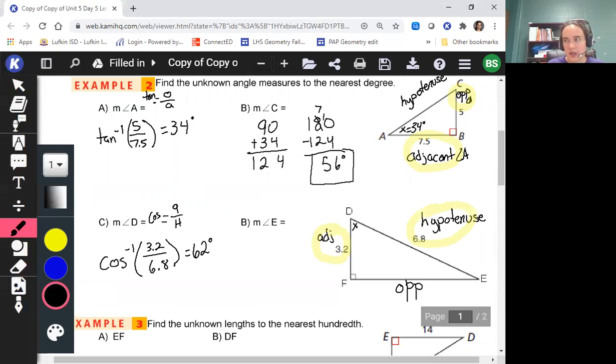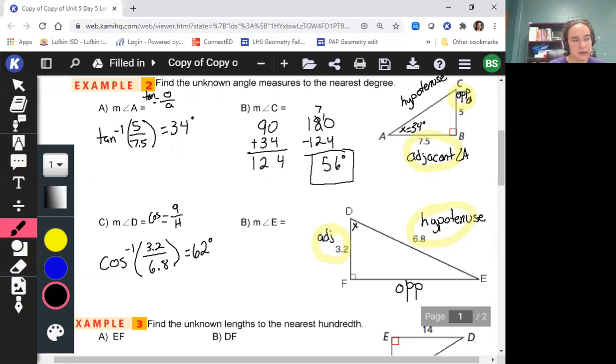Again, double check that you set this up right. Across from our right angle is our hypotenuse. Next to the angle we're looking for is our adjacent. Across from it is our opposite. Our two sides with numbers on it are our adjacent and our hypotenuse. And adjacent over hypotenuse is cosine. 3.2 over 6.8. We're good to go.